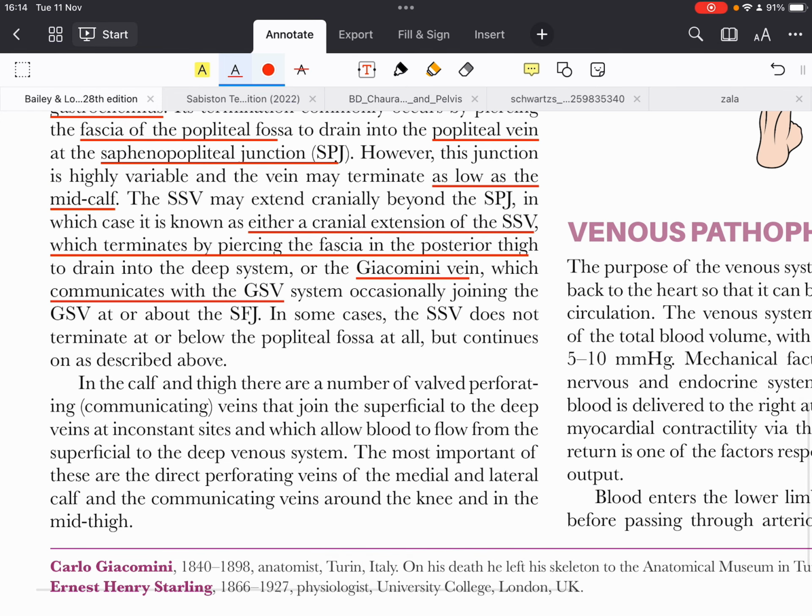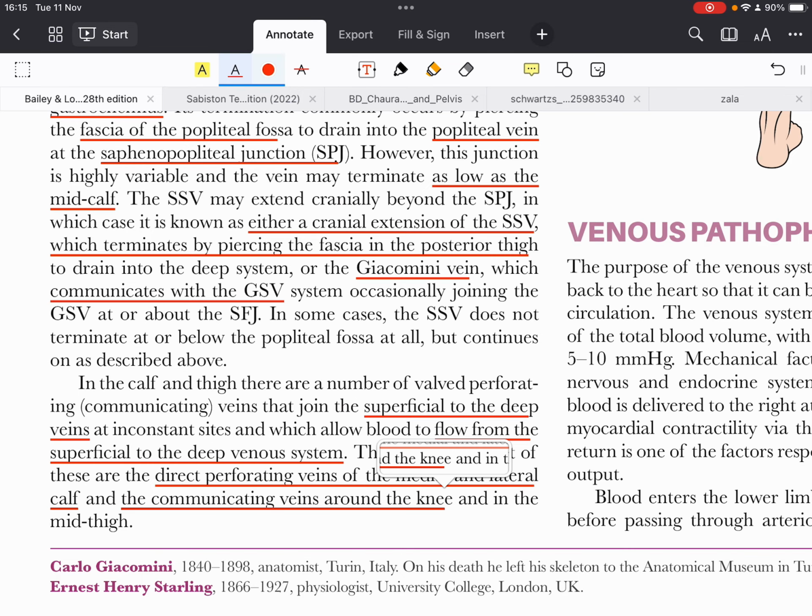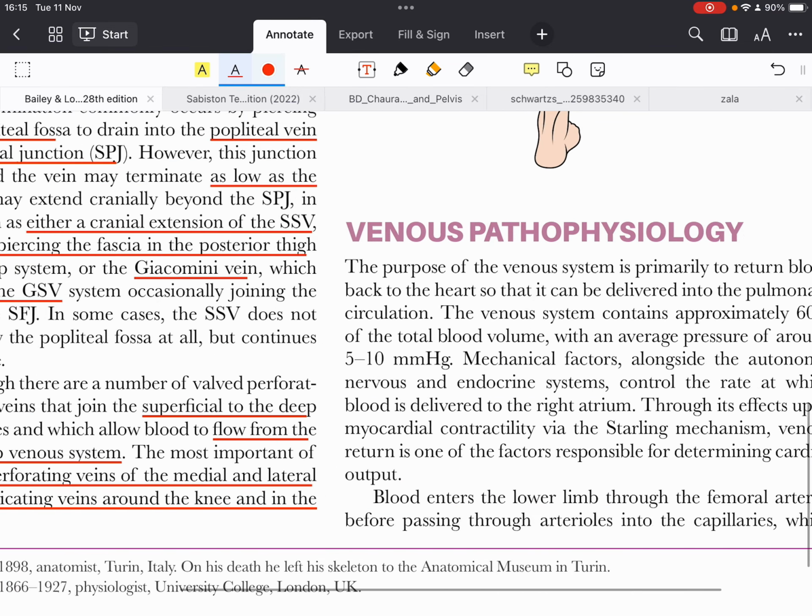In the calf and the thigh, there are a number of valved perforating communicating veins that join the superficial to the deep veins at inconstant sites and which allow blood to flow from the superficial to the deep system. The most important of these are the direct perforating veins of the medial and lateral calf, and the communicating veins around the knee and in the mid thigh.